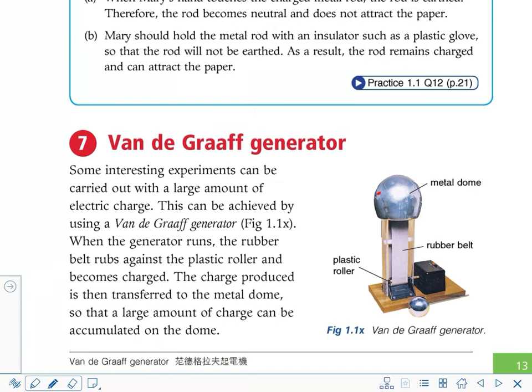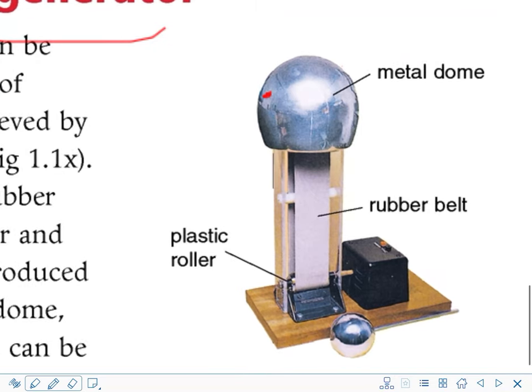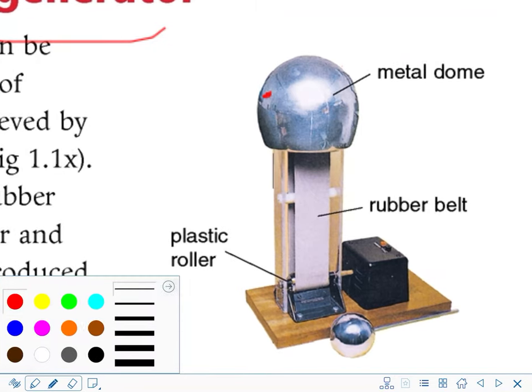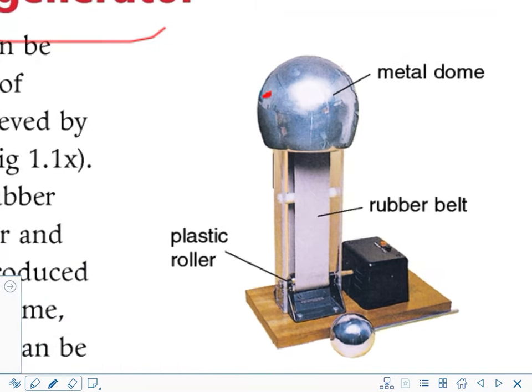We have a machine to charge objects. This is called a Van de Graaff generator. Here, we have a rubber belt. It rotates by a plastic roller, and you will charge by friction. The dome becomes negatively charged, and actually electrons accumulate in the metal dome.